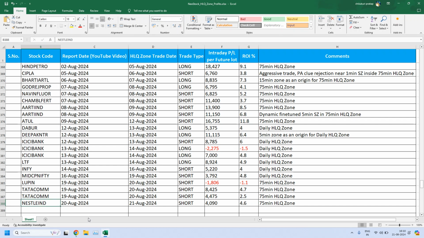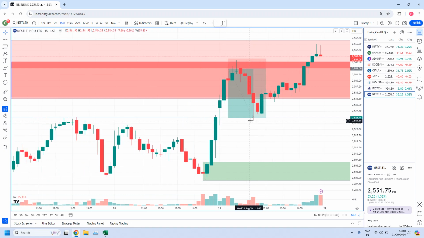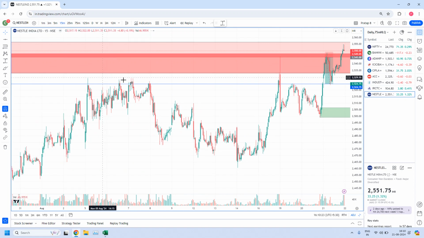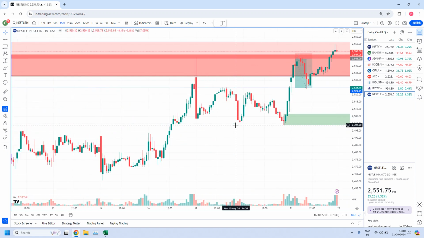So this is Nestle India. This is based on the concept you learned in lesson 21, strong rejections moving away from the zone. This is one good example of it, from the high liquidity zone strategy. In lesson 21 you have several videos, and in one of them you learned this concept.